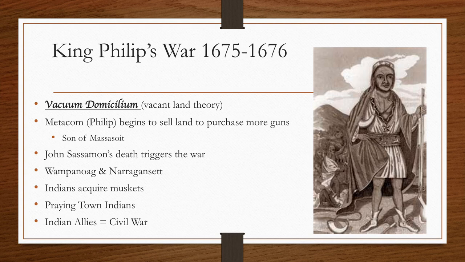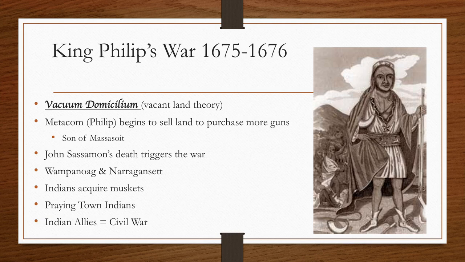He realizes the English want land, and he starts to sell his land, but he's secretly buying guns, and he's arming various tribes. He is of the Wampanoag Indians. He also convinced the Narragansett to join with them, and you might remember the Narragansett 40 years earlier fought with the British against the Pequot. Now the Narragansett fight against the English.